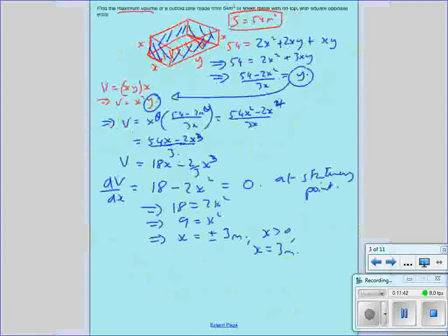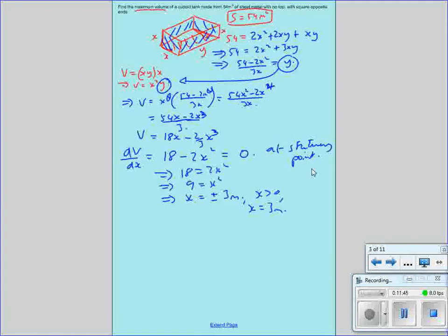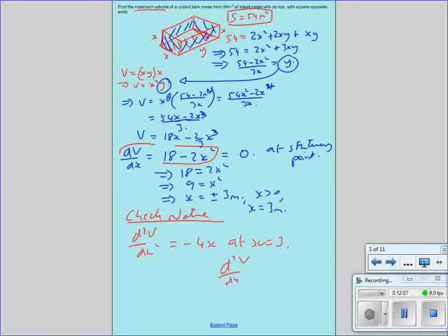If I wanted to check that I'd found the maximum, again, check nature. d2V over dx squared. So I'm differentiating this again, yeah? So this is minus 4x, yeah? And at x equals 3, d2V over dx squared would be less than 0, so therefore provide me a max. And similarly with the other problem, if I use the minus 3 meters, that would give me a positive value, which would give me a minimum, which isn't what the question asked for.